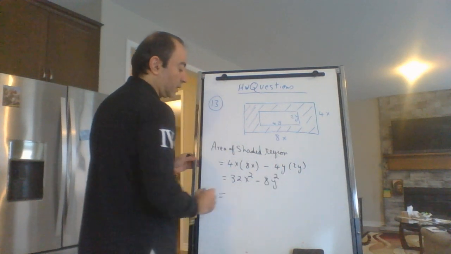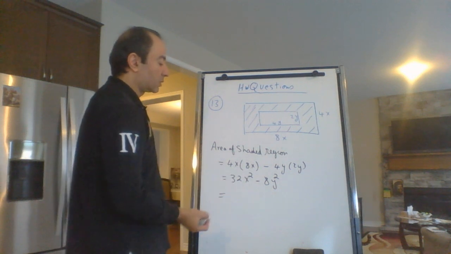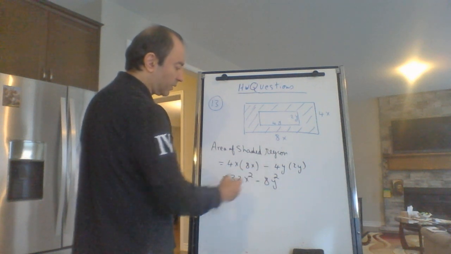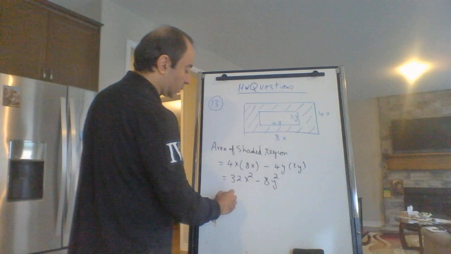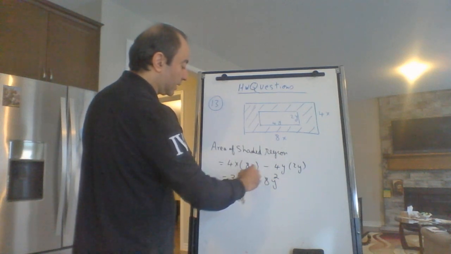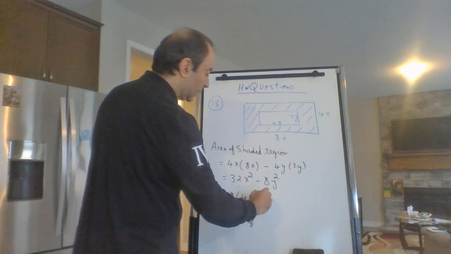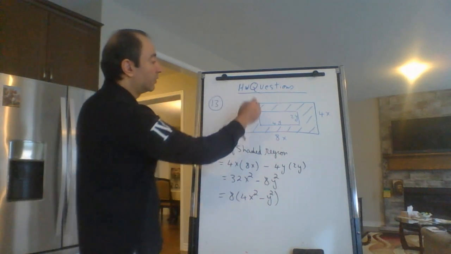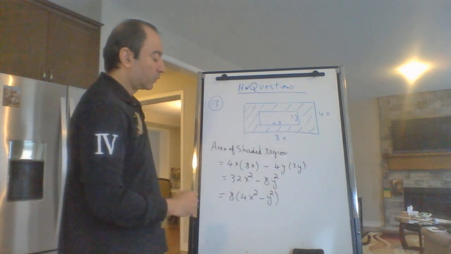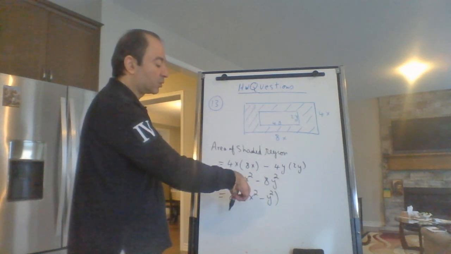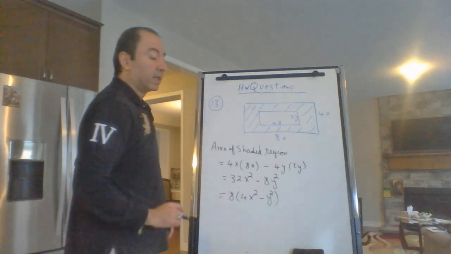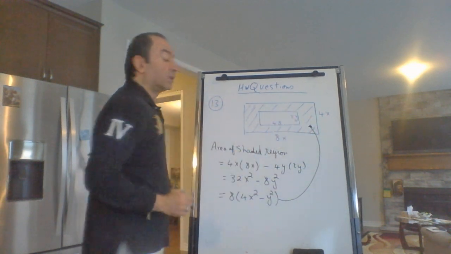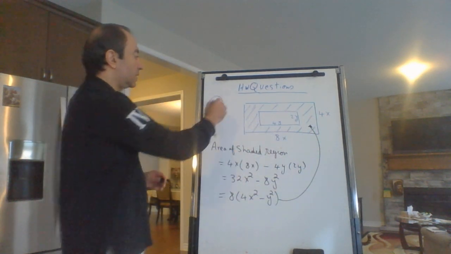They said in factored form in the question, so we have to factor what is common. What is the highest common divisor among 32 and 8? I think it's 8. When I divide each term by 8, I will get 4x squared minus y squared. This is the area of this shaded region in factored form. When we learn how to factor the difference between two squares, we can factor more, but for now, this is where we need to stop. Okay, this is 13A.